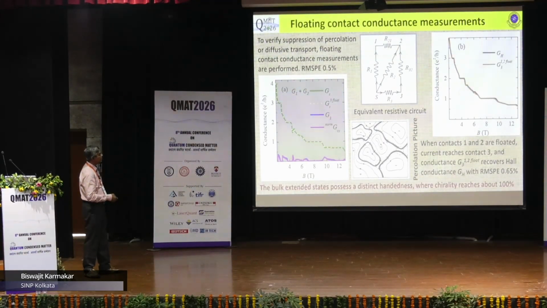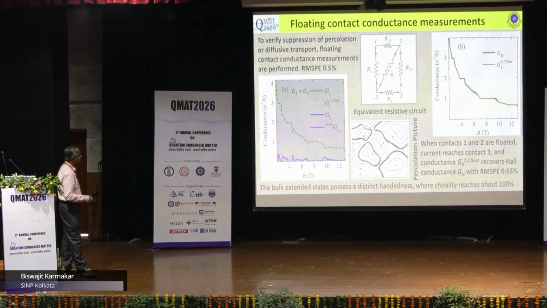Now you see we have opened a path for additional current. Here G3 is finite, which means some current is reaching here. This is the current I am trying to push through R32 to contact 2. Then this is GT3 float, the yellow dotted line.